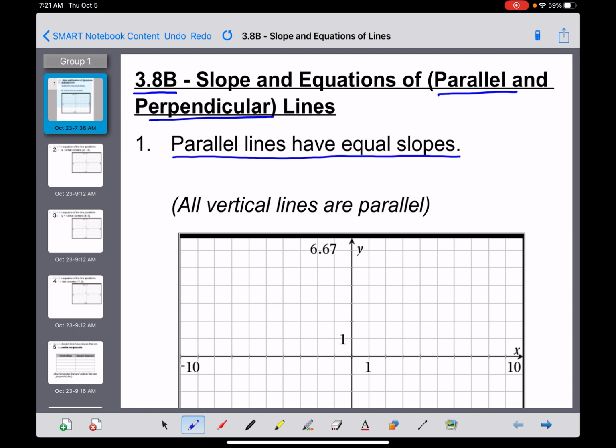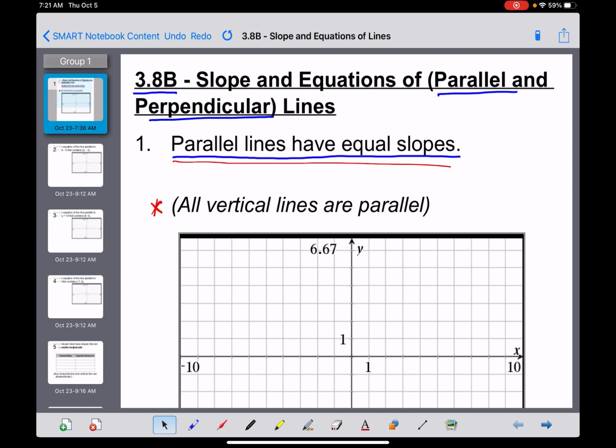Parallel lines have equal slopes, and I'll come back and talk about this idea in just a second, but I want to focus on this one here first. All lines that are going to be parallel have to have the same slope. And you can kind of read that as what we call a biconditional statement. It kind of goes in both directions.